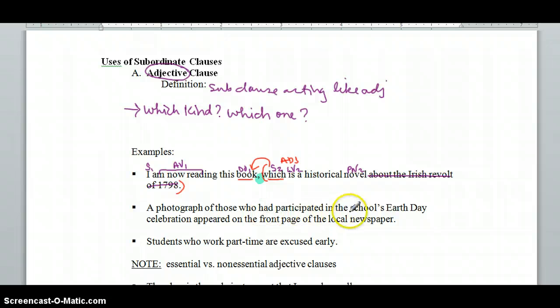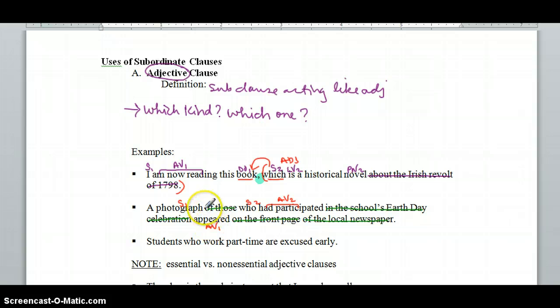A photograph of those who had participated in the school's Earth Day celebration appeared on the front page of the local newspaper. So I'm going to get some of these prep phrases crossed off so they don't confuse me. And I'm easily left with much less to look at. So when I'm going through: a photograph, who had participated, appeared. So my first verb I find is had participated. Who or what had participated? Well, who had. Appeared is my next action verb. Who or what appeared? The photograph appeared.